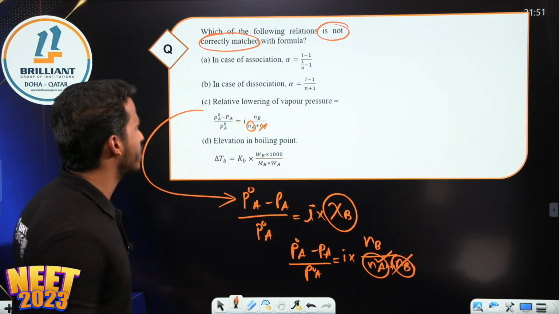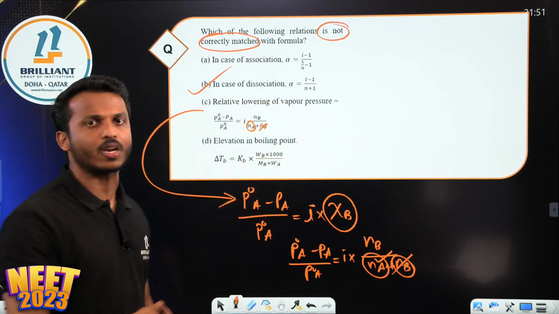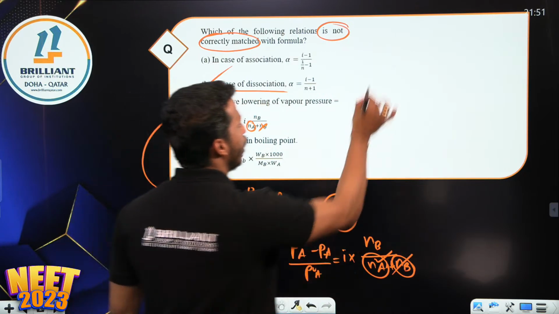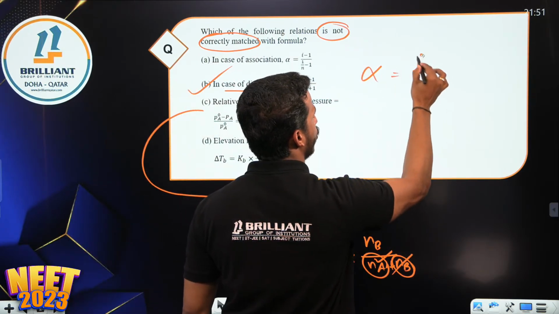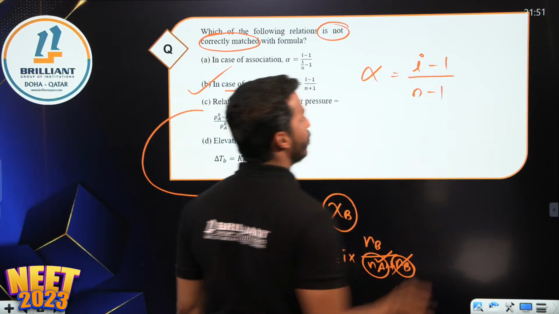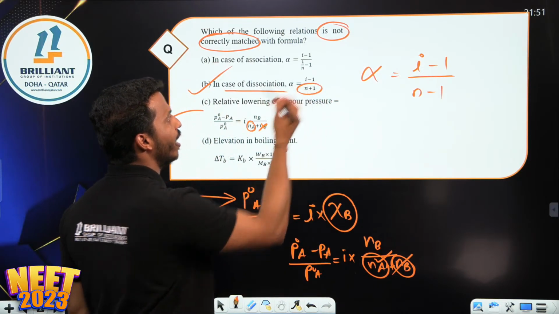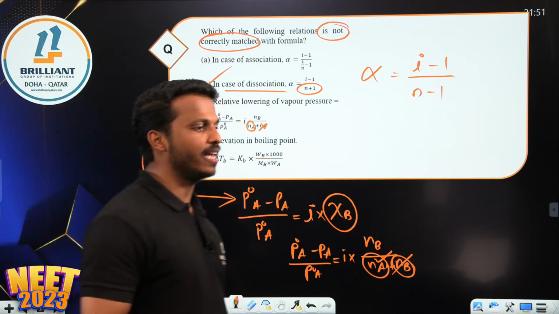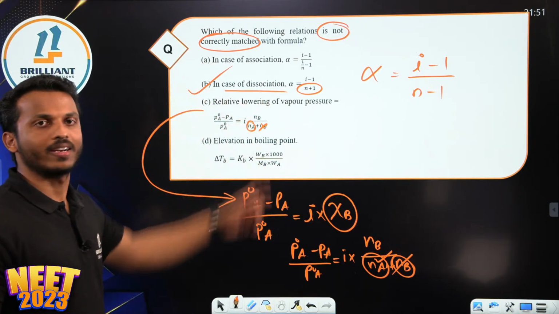Which is the wrong statement? You can see, dear all, B is the wrong statement. Degree of dissociation alpha is equal to i minus 1 by n minus 1. Careful, they have given n plus 1. That is the wrong expression. B is the wrong statement, correct answer.